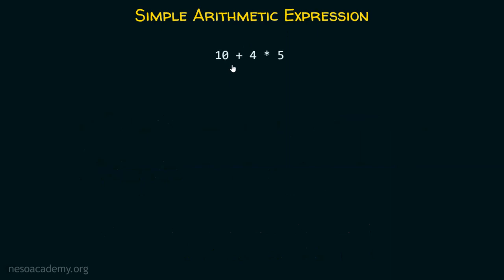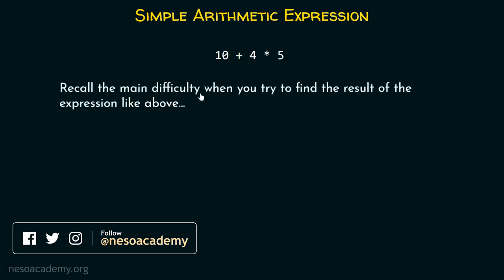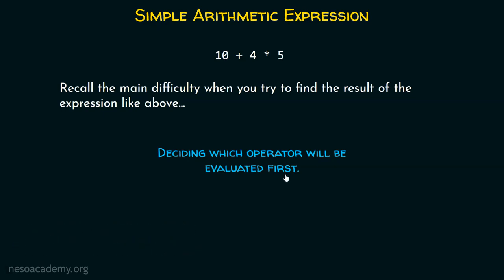Here is a simple arithmetic expression, 10 plus 4 into 5. Now, I want you to recall the main difficulty when you try to find the result of an expression like the above. Someone has produced this expression in front of you, 10 plus 4 into 5, and is asking you to find the result of this expression. What is the main difficulty in solving this type of equation? The main difficulty is deciding which operator will be evaluated first. Shall we perform the addition or multiplication first? We don't know the order, right?